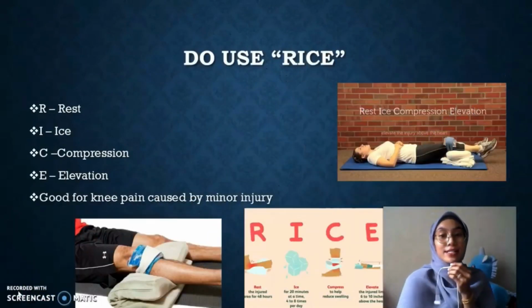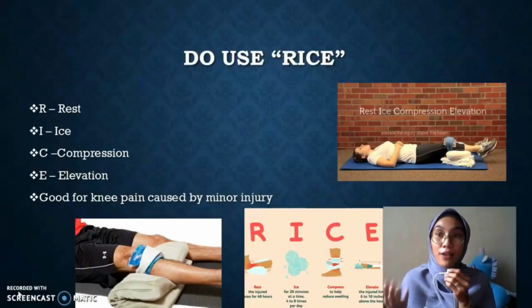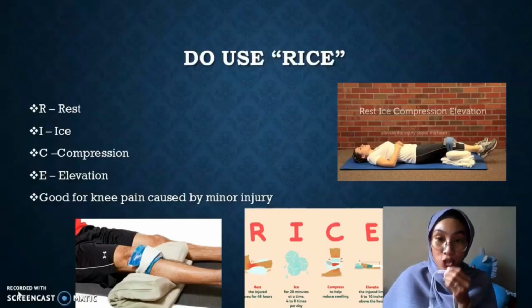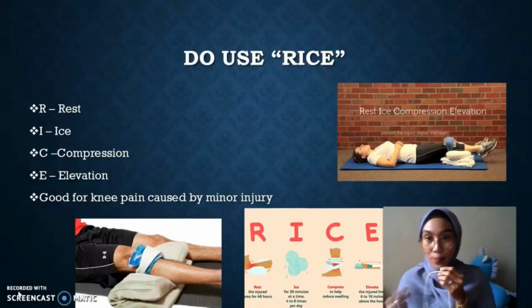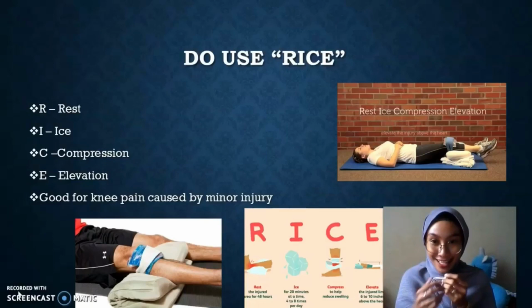Okay, do use RICE. So what is RICE? R for rest, I for ice, C for compression, and E for elevation. Okay, it's good for knee pain caused by minor injury. Okay, firstly, we must give your knee some rest. Secondly, apply ice to reduce swelling. Thirdly, we must wear a compressive bandage, and the last one is keep your knee elevated.